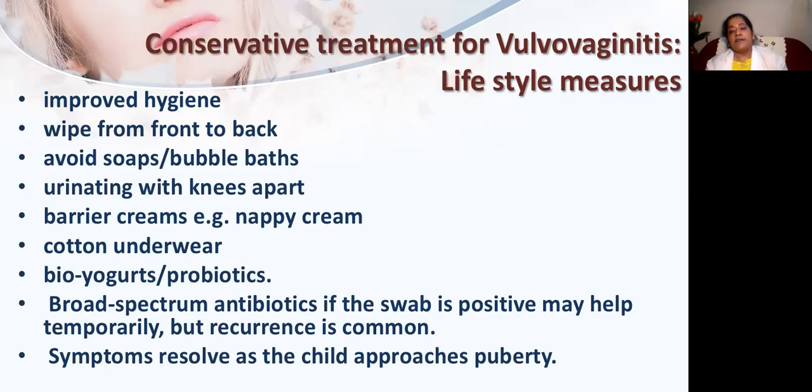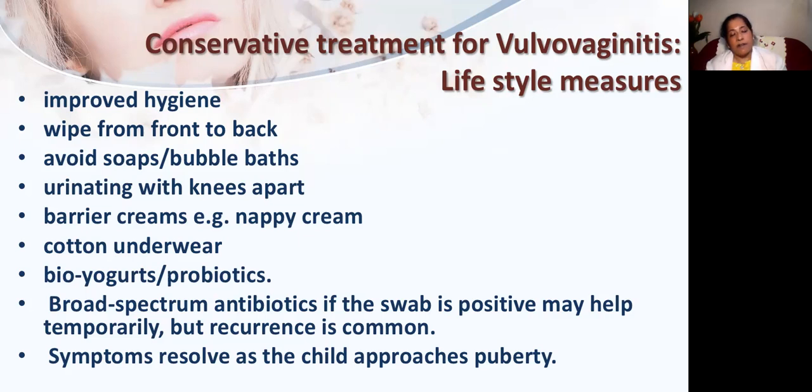So now treatment for vulvovaginitis is usually conservative, and it mainly includes lifestyle changes like improved hygiene, wiping from front to back. If you wipe from below upwards, then the perineal area, which has a lot of bacteria, can swipe onto the vulva and that may cause infection. Always avoid soaps and bubble baths in the area of the vulva. Urinate with knees apart. Barrier creams, nappy creams can be used. They are advised to wear cotton underwear.